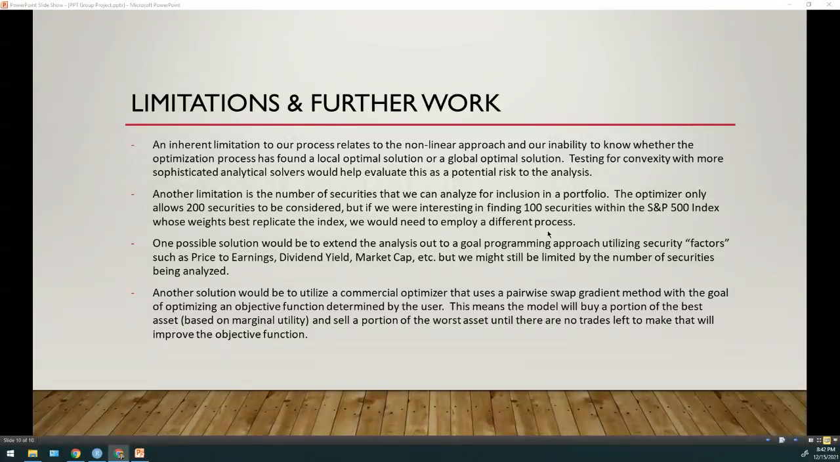The way that those typically work is they employ what's called a pairwise swap gradient method, with the goal of optimizing an objective function determined by the user, which is an interesting caveat. The tracking error could be what you're looking to optimize. You could also be looking to optimize exposure to particular factors, weight within certain areas of the portfolio, or whatever it might be. The pairwise swap gradient method looks to buy a portion of what it considers to be the best asset based upon margin of utility, and then sell a portion of the worst asset, again based upon margin of utility, and continuously make those swap trades until no other swap trades improve the overall objective function.